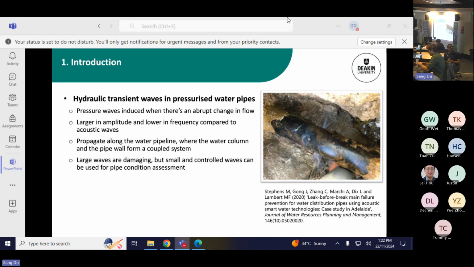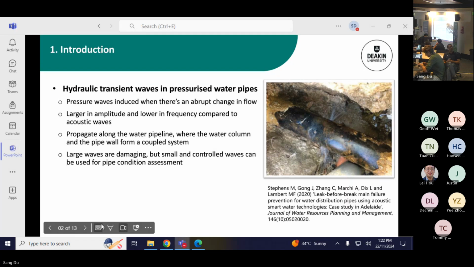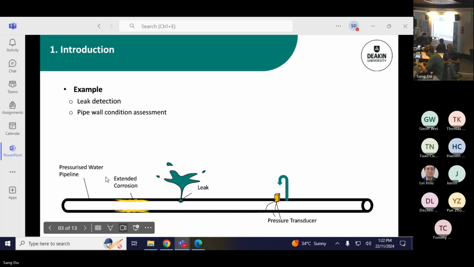All right, now this one doesn't work. Okay, working now. All right, let's see whether this animation works or not.